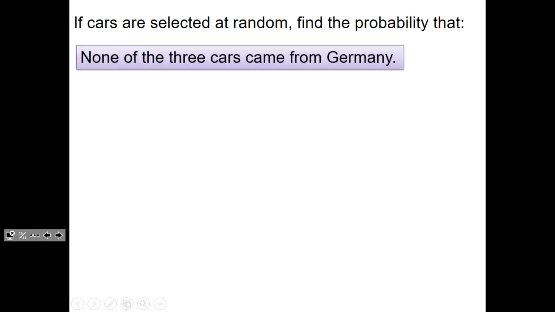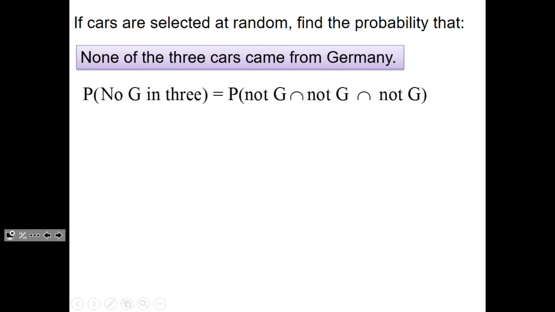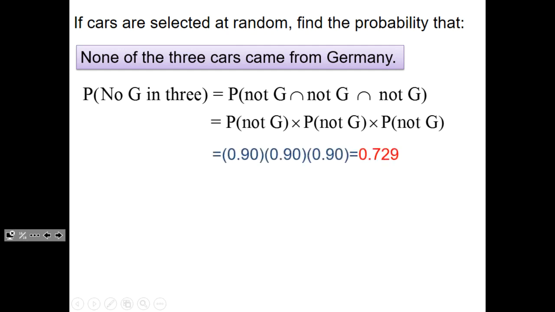What if I ask about none of the 3 cars? I'm going to pick 3 cars at random. Cars being selected at random, what's the chance that none of the 3 cars come from Germany? Well, no Germany means I'm getting the probability of not German, intersecting not German, intersecting not German again. I have multiple events, so we're going to multiply. Probability of not German times probability of not German times probability of not German, or 0.9 times 0.9 times 0.9, 0.729.